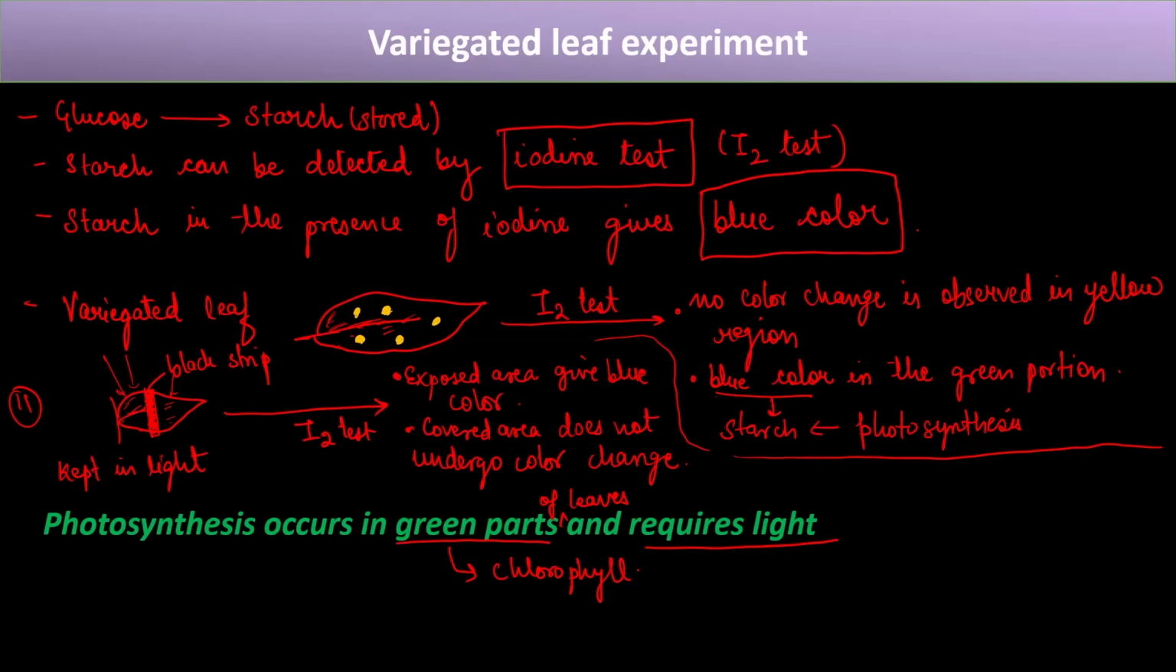If there is no chlorophyll present, photosynthesis will not occur. Okay. So this is the one experiment that proved that light and the green part of the leaf are important for photosynthesis. Now, what was the second experiment?